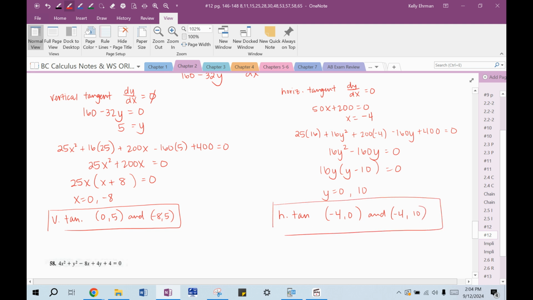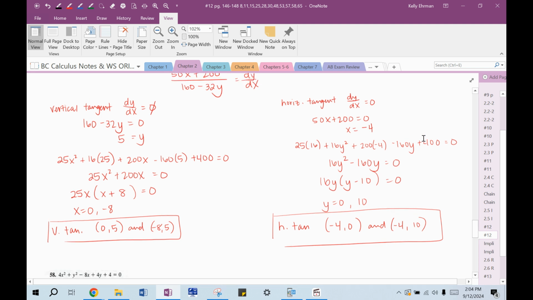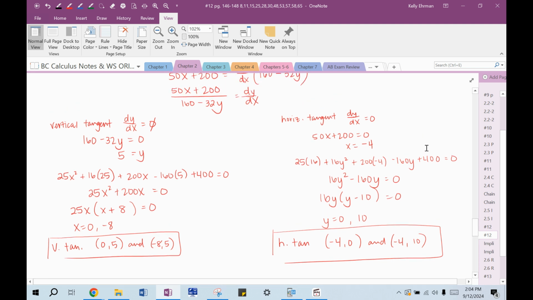So that's a really long problem. We do have things like that, and that's a pretty common part of a free response question. Maybe not this whole thing, but either finding vertical tangents or horizontal.